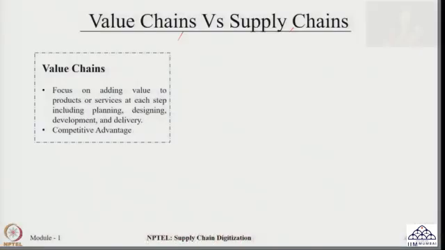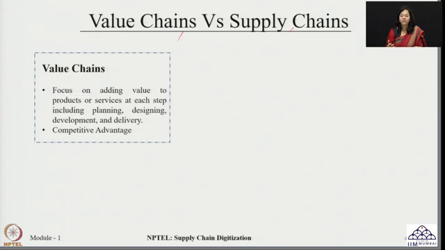So when we talk about value chains, the focus is totally on adding value to the products or the services at each step. This can be done at the planning stage, or at the design stage, or in the product development stage, and even in the delivery stage. So you can see that the processes remain the same, which we have discussed. However, the value chain is all about how you ensure that the value of the product gets improved in all these processes, so that the customer is ready to pay for the value that you have added.